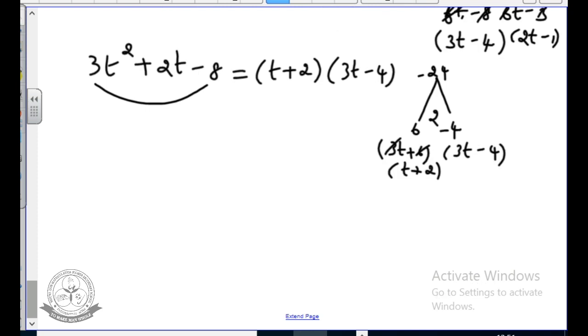Next, the last one. In the second expression, the last denominator 2t squared plus 4t. Here we can take out 2t. If we take out 2t, we will get t plus 2.